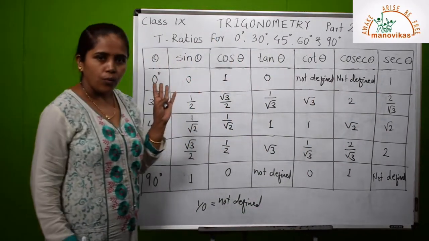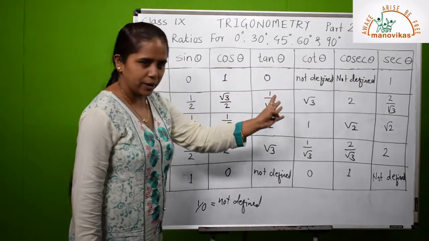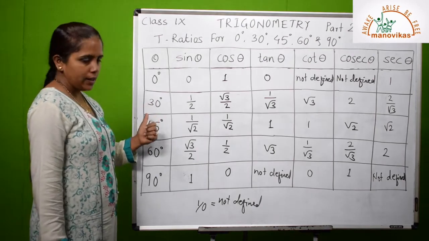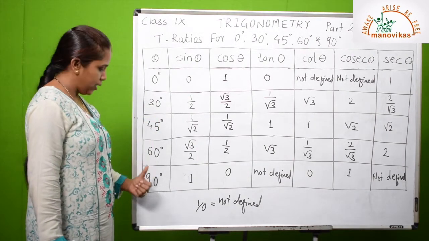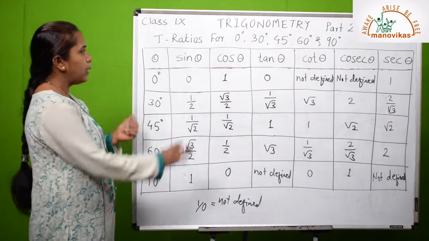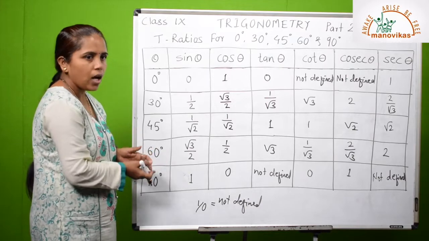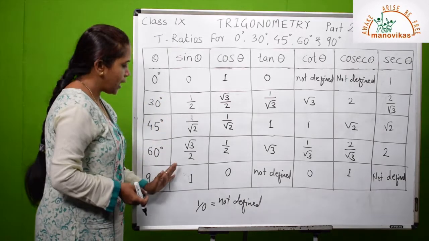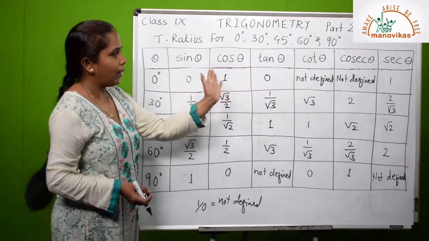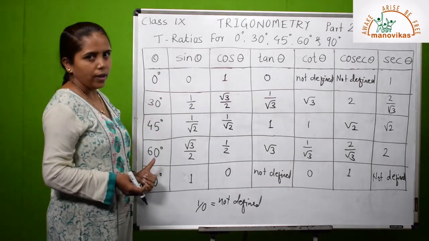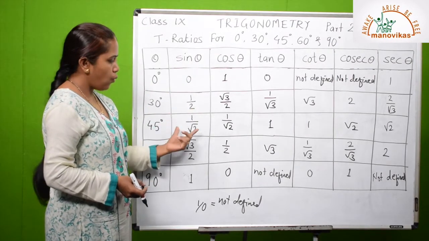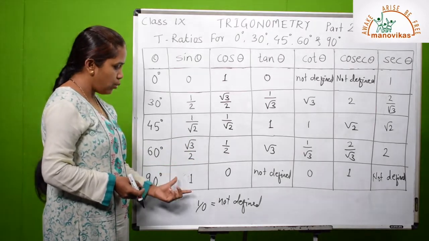These are the values of all the trigonometric ratios for the standard angles: 0 degree, 30 degree, 45 degree, 60 degree and 90 degree. For this table you have to remember only the values for sin theta. Using sin theta values you can write all the remaining ratios for all the 5 angles. So sin theta you have to remember: 0, half, 1 upon root 2, root 3 by 2 and 1.